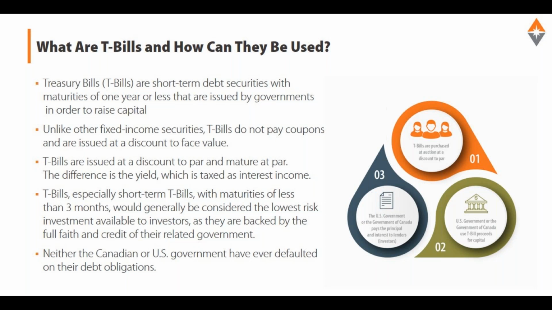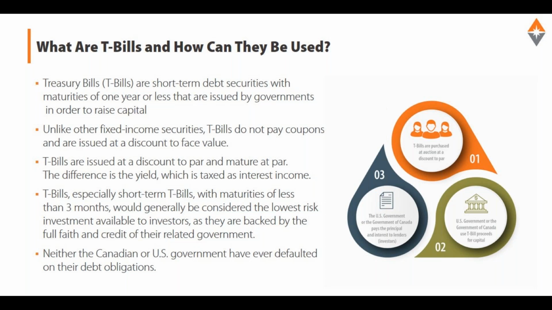But the main points to hit are that T-bills are issued by their respective federal governments for their financing needs. Unlike most other fixed income instruments, they're issued at a discount to face value, and as they mature, they're pulled to par and you receive that face value. The last piece in terms of T-bill mechanics is that neither the Canadian nor the US government has ever defaulted on their debt obligations, and so these really are seen as among the safest underlying investments that you can make from a portfolio perspective.